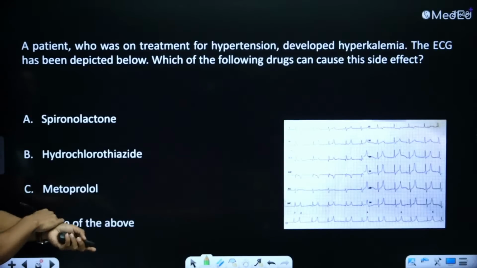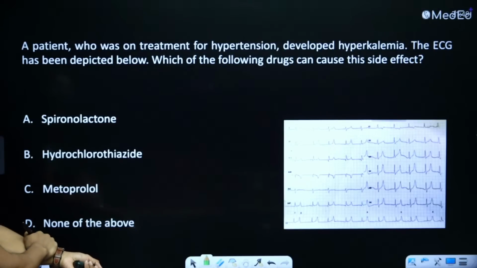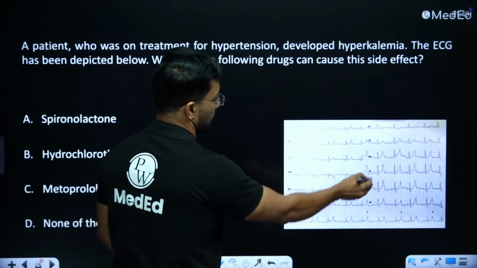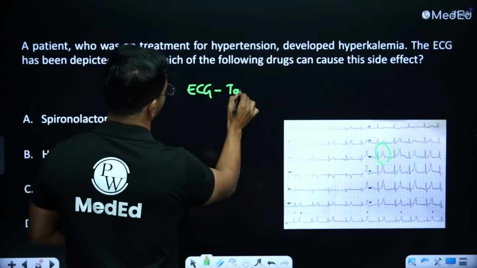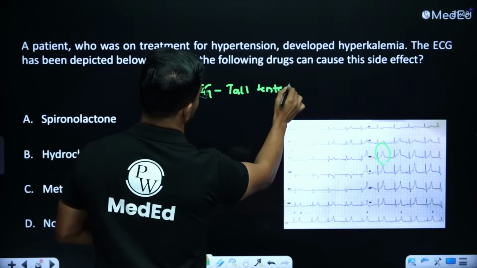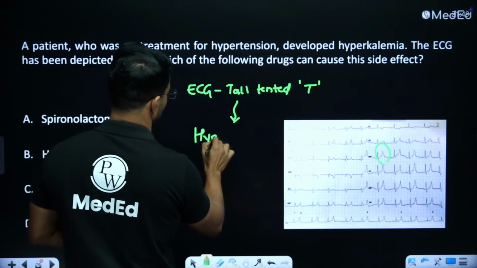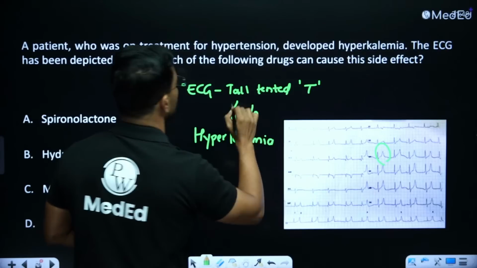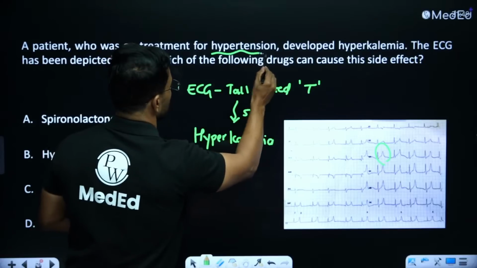Okay, so here's our next question. A patient who was on treatment for hypertension developed hyperkalemia. ECG has been depicted below. Which of the following drugs can cause this side effect? So basically the ECG shows tall tented T waves, if you are able to see, which we all know is suggestive of hyperkalemia. So this is a patient who was on treatment for hypertension and has developed hyperkalemia. That's it. That's the story.